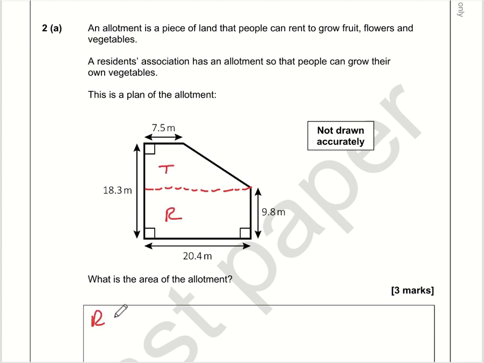Now the rectangle, that's nice and easy. It's the length times the width, so 20.4 multiplied by 9.8, and that comes to 199.92 square meters.